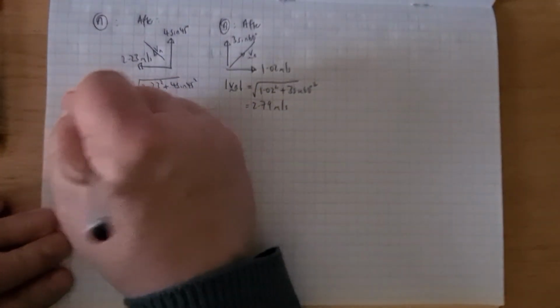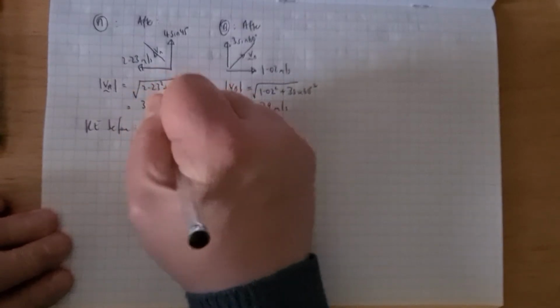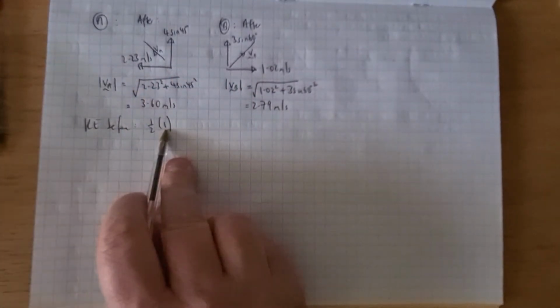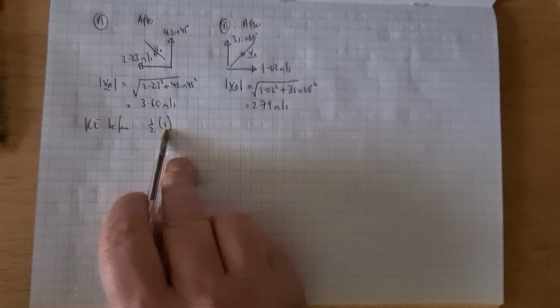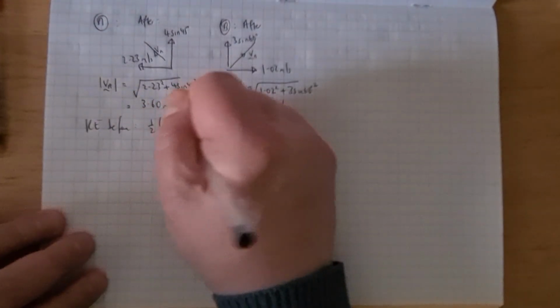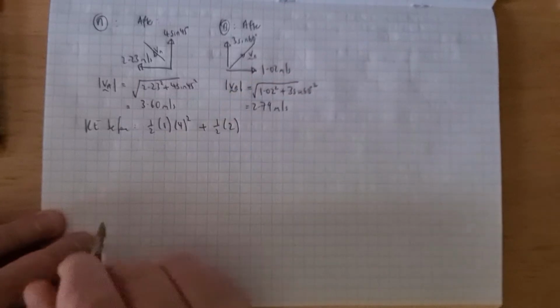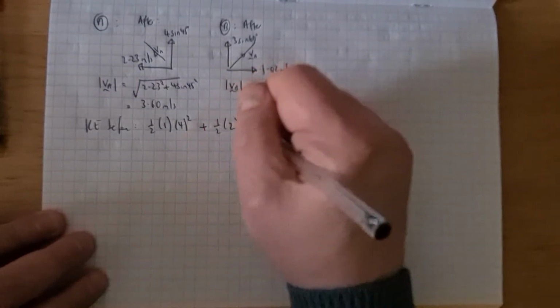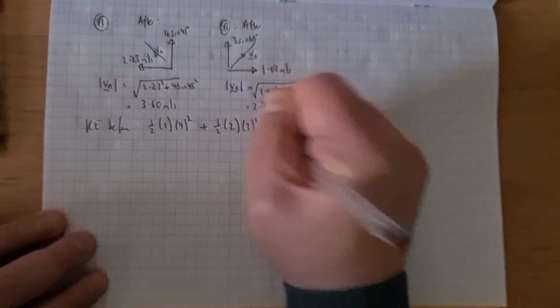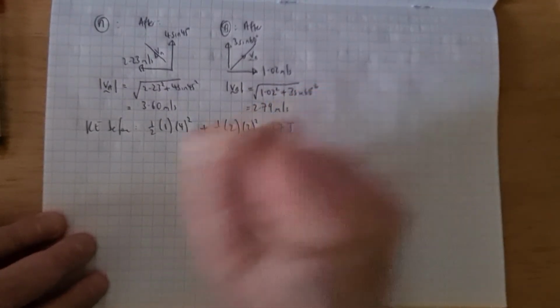So the kinetic energy before the collision is going to be a half of 1, because that was the mass of the first particle, multiplied by our initial speed, which was 4 squared, plus a half of 2, which is the mass of our second particle, times 3 squared. So we've got 9 plus a half of 16, which is 8, so that's 17 joules.